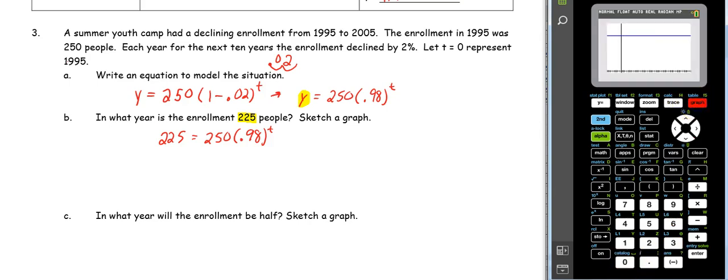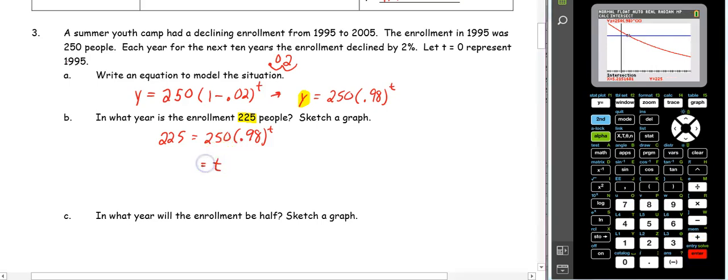So I'm going to hit graph now. So I can see the intersection. So I'm going to hit second trace 5 to find the intersection point, and then hit enter 3 times. So we get t equals 5.215, so that 5 is going to round up. So 5.22, so it's going to be 5.22 years.